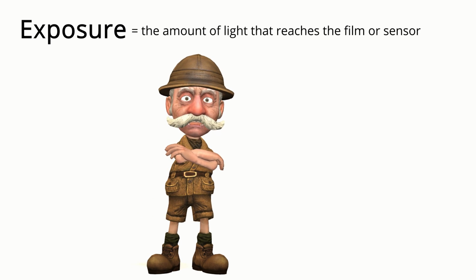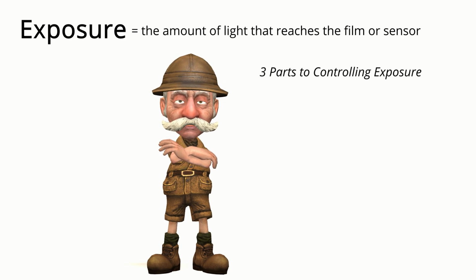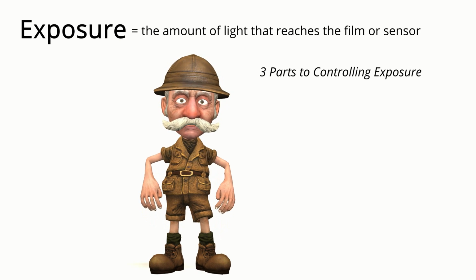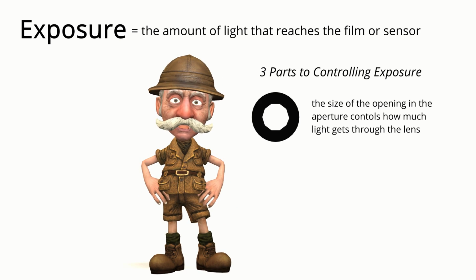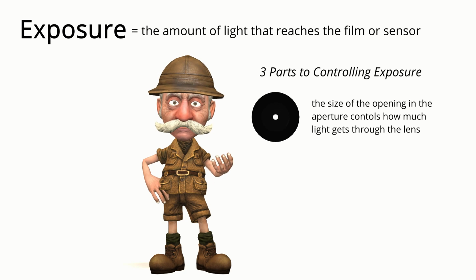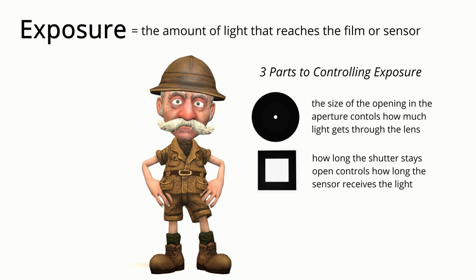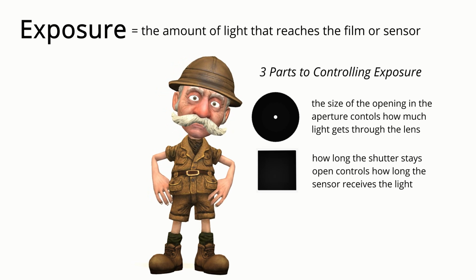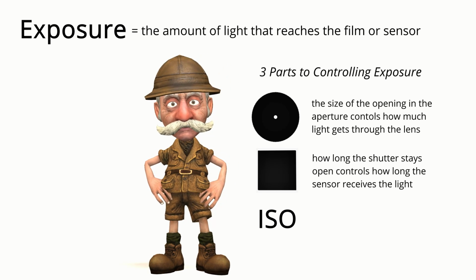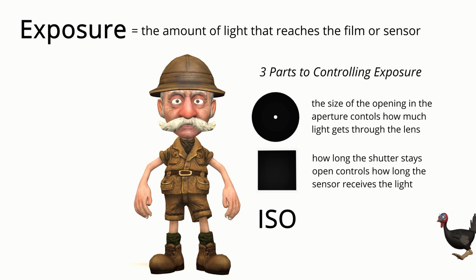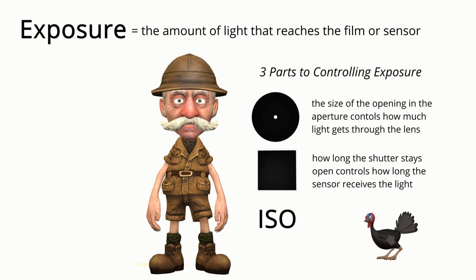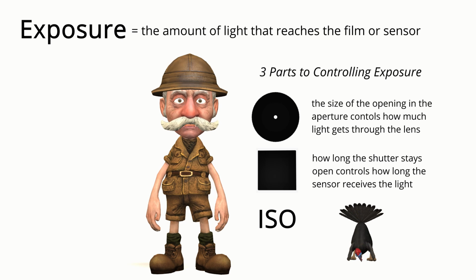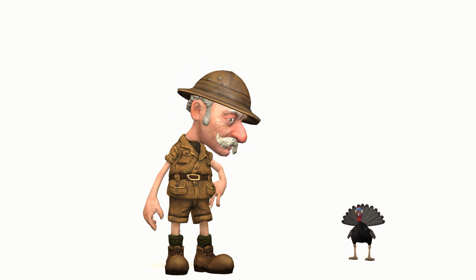What you learned today is that you have 3 ways as a photographer you can control how much light gets to the sensor. The size of the opening in the aperture determines how much light gets through the lens. The duration you leave the shutter open determines how long the camera sensor or film receives the light that has made it through the lens. And the ISO setting controls how quickly your camera captures the light making it to the sensor. Anything else that was presented today is just gravy.